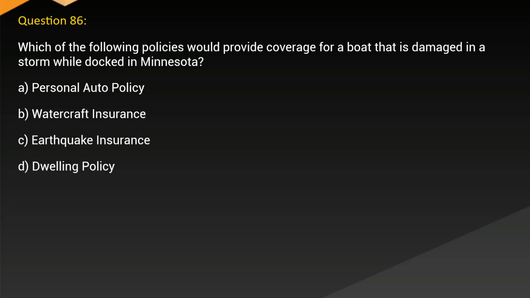Question 86. Which of the following policies would provide coverage for a boat that is damaged in a storm while docked in Minnesota? A. Personal auto policy. B. Watercraft insurance. C. Earthquake insurance. D. Dwelling policy.